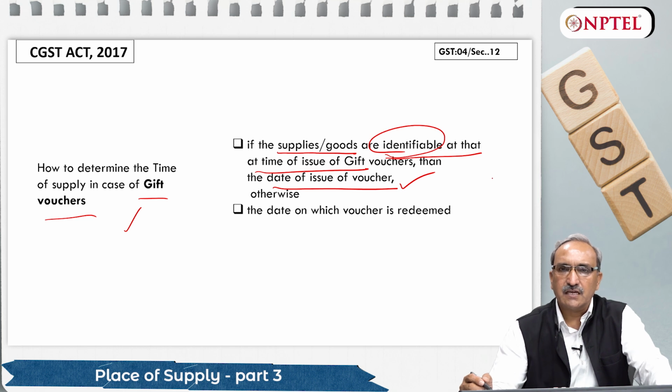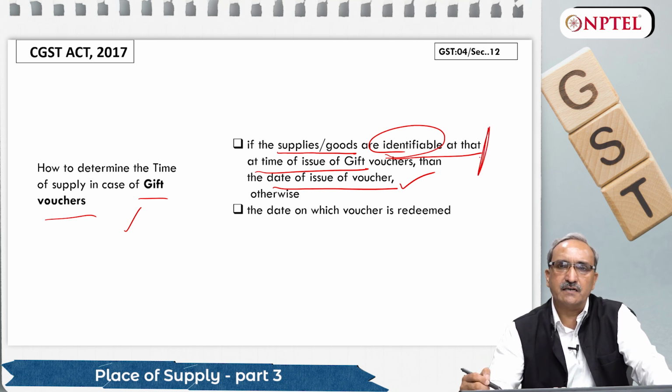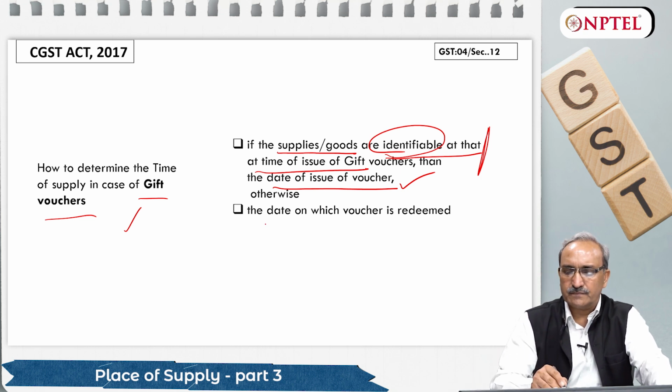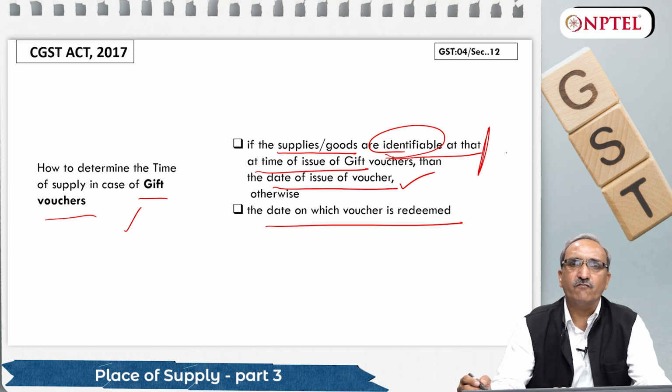And otherwise, if this is not clear and voucher is open, you go in the market and buy whatever you want, or voucher is redeemable at many outlets and it is up to you to redeem this voucher and get the things you require, then the date on which the voucher is redeemed is the point of taxation.